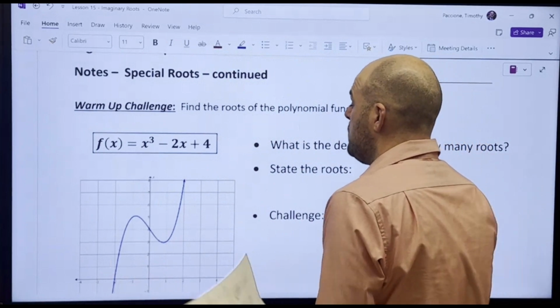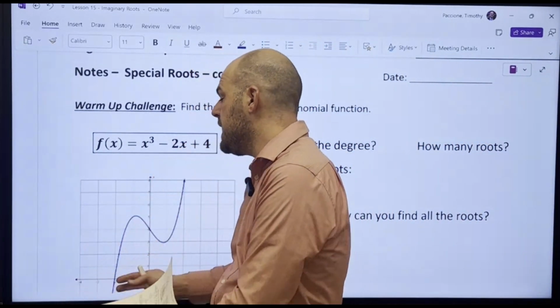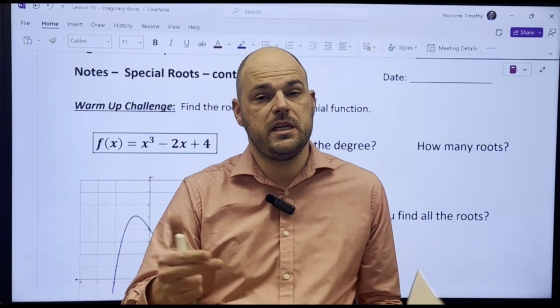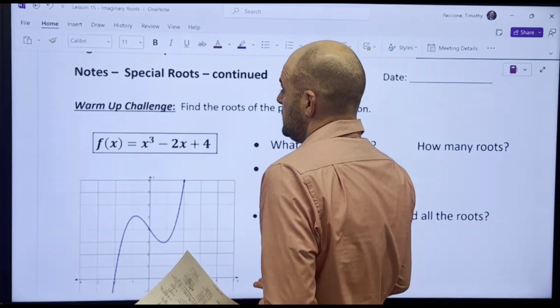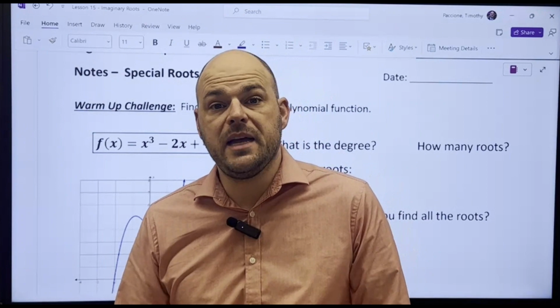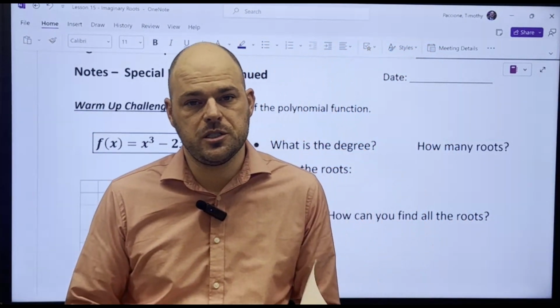So remember, we've talked about how if you have roots, a lot of times, yes, they're x-intercepts, but they're also the values that make the equation true when you set it equal to 0. So sometimes that's an imaginary answer. Just like in our quadratic unit, we had imaginary roots. Well, we're going to have imaginary roots with cubic functions, quartic functions, and so on.